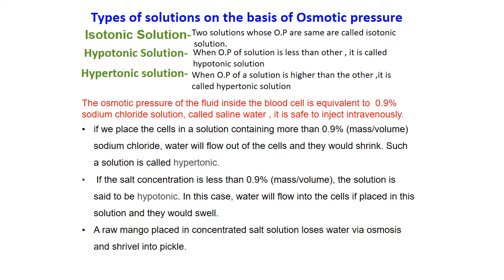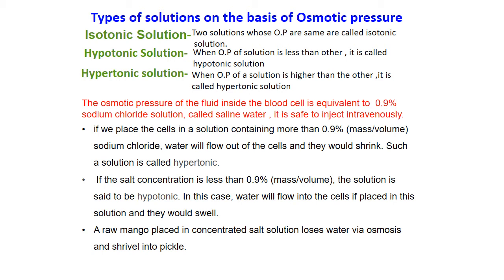Now, types of solutions on the basis of osmotic pressure. Isotonic solution means two solutions having same osmotic pressure. Hypotonic solution: when a solution has lower osmotic pressure than other, it is called hypotonic. If a solution has higher osmotic pressure than other, it is known as hypertonic. And we must know that the fluid inside the blood cell, RBC, is equal to 0.9% sodium chloride solution, which is known as saline water. It is safe to inject intravenously.